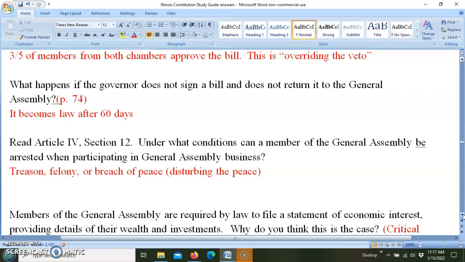The reason for that, by the way, is we don't want the governor, who is in charge of the state police, abusing his authority by arresting members of the General Assembly for nonsensical reasons just because he may not want them to take action on a particular piece of legislation that he opposes. So this is meant to protect against the abuse of power by the governor.